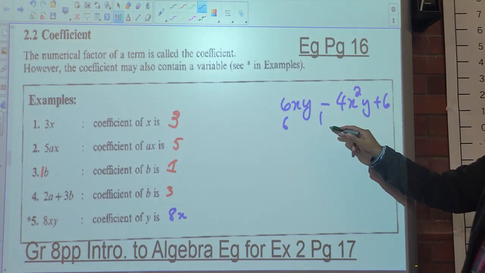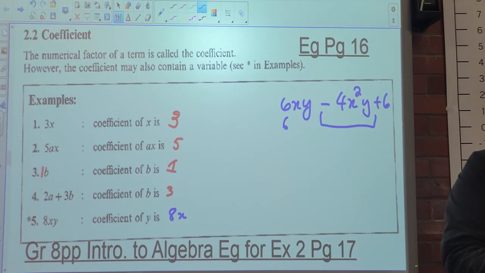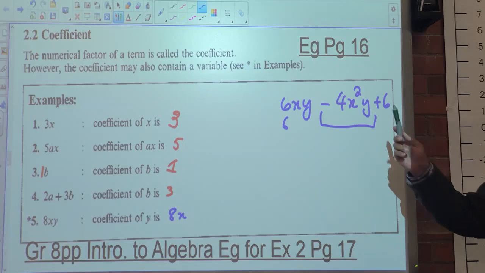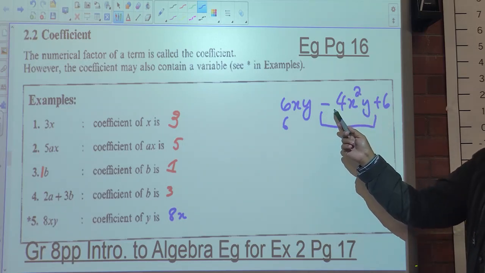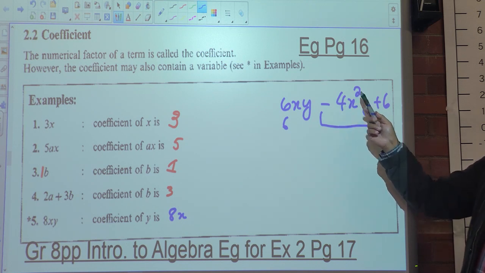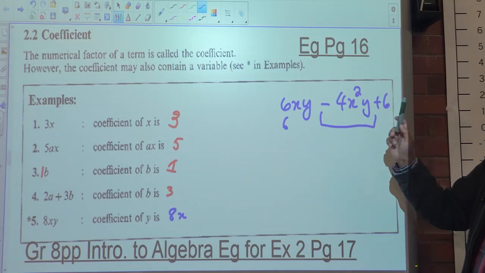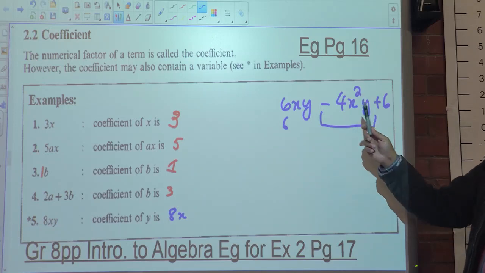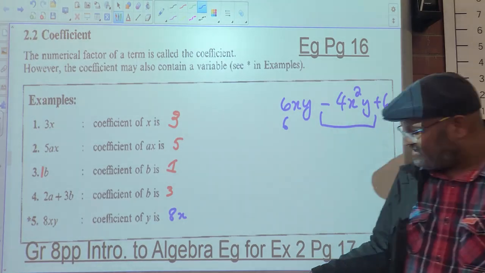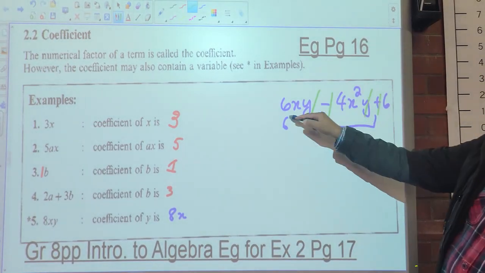Right. Let's look at this one here. What is the numerical coefficient of x squared y? Negative 4. What's the numerical coefficient of y? Negative 4. What's the numerical coefficient of x squared? Negative 4. What's the coefficient of y? Negative 4. Negative 4x squared. What is the coefficient of x squared? Negative 4. How many terms are here? 2. 3, sorry. 3. What makes it 3? Because of the minus. There's 1, 2, 3.